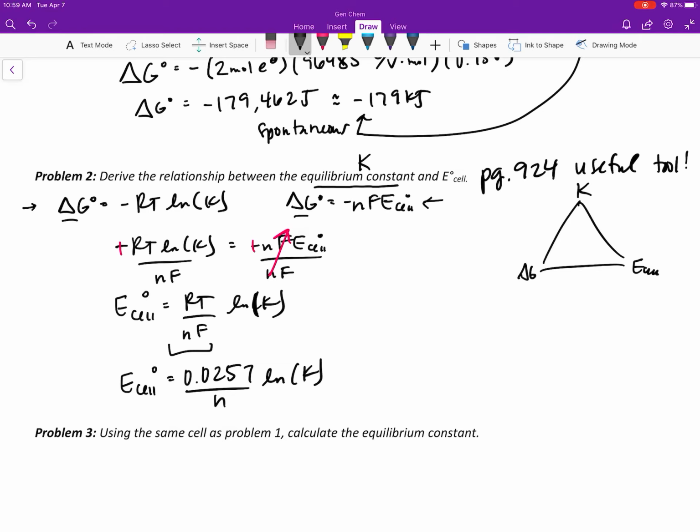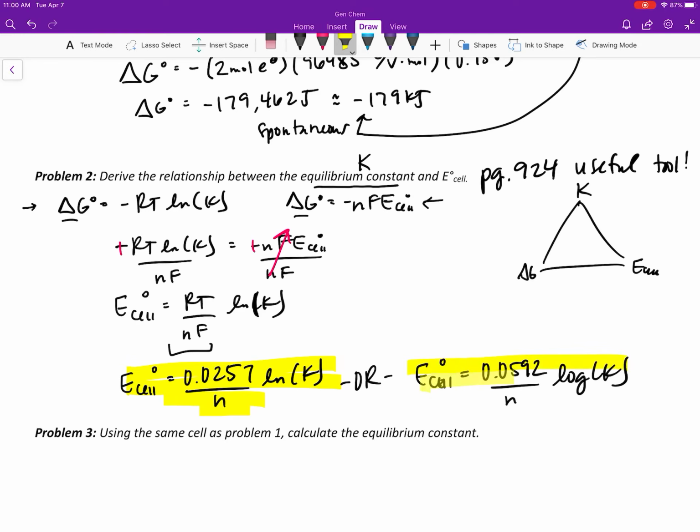Now, there is another equation, and they look very similar, except that instead of the natural log, it's log. So if you see this version, it's not that it's incorrect. The only difference between these two versions of the equation is one is natural log and one is log. And because there's a difference in that, it means that we have to take into account different numerators. So pick one, know one, and use it.